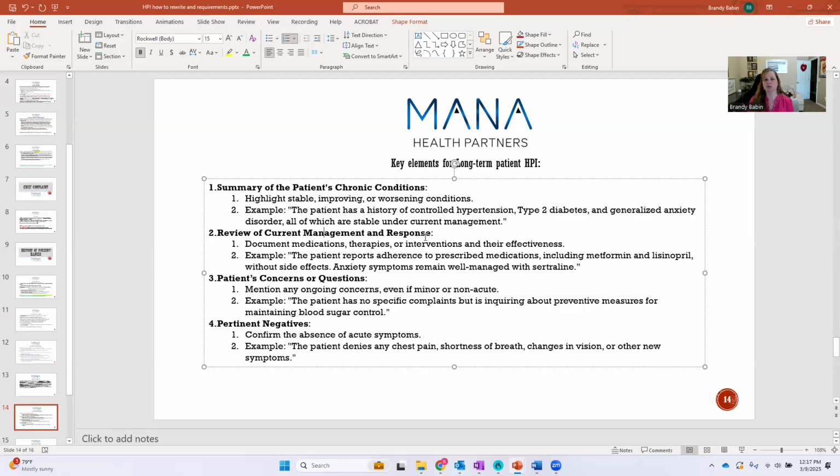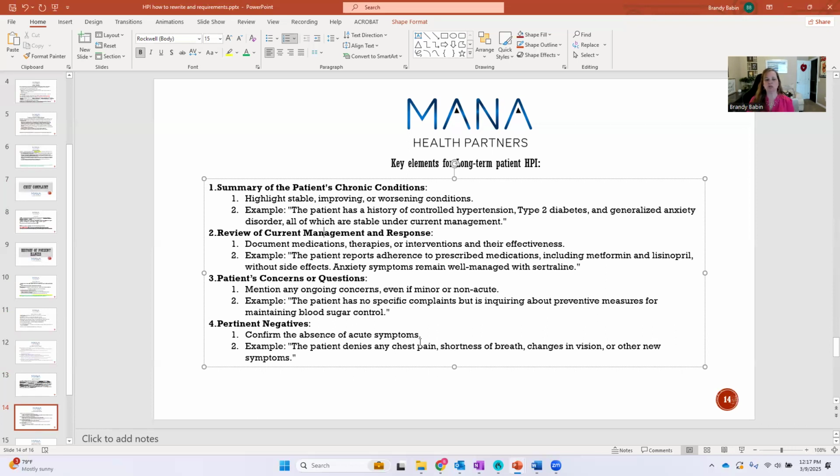So make sure that if you're writing and clicking that snippet that says blood pressure log reviewed, therapy progress notes reviewed, blood glucose reviewed, that's great. That's good information. But that information needs to be documented under your HPI.